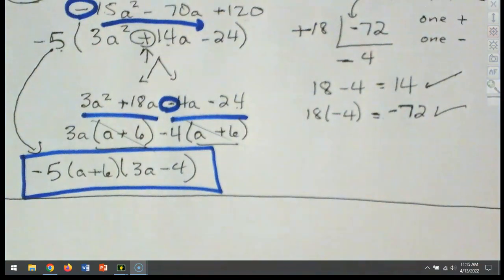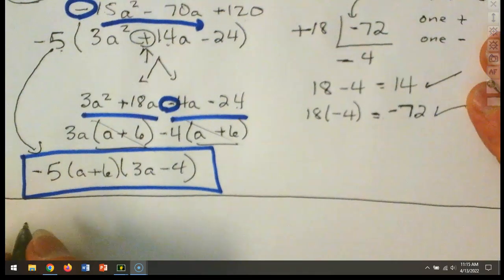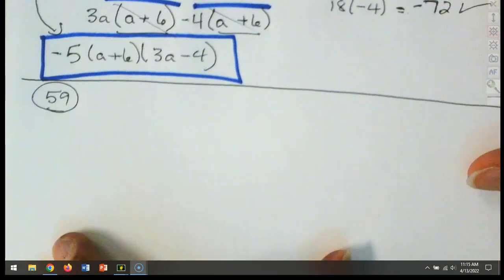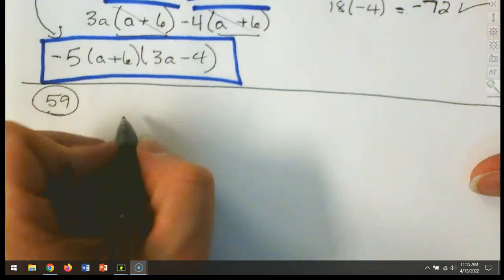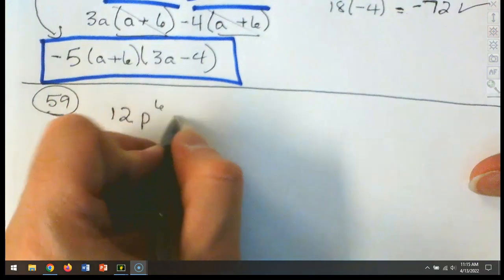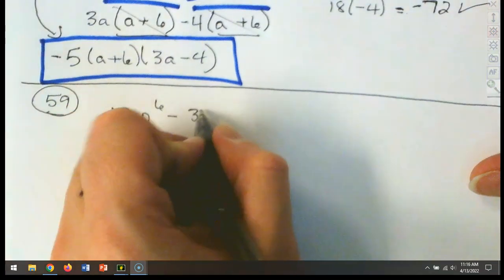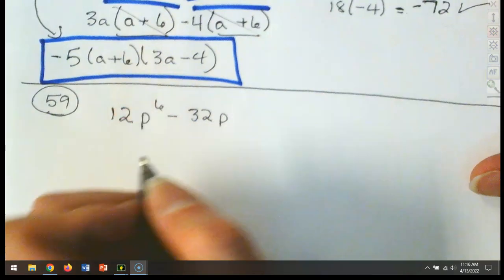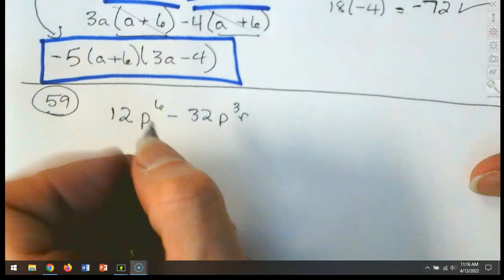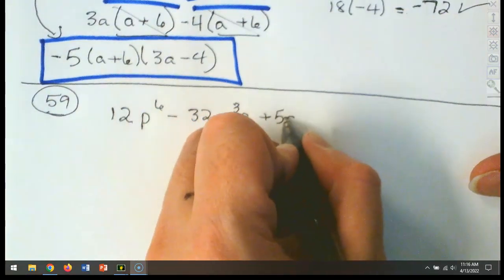And let's look at a little bit more of a challenging one, just because of the variables. How about question 59? Question 59 is 12p to the 6th minus 32p cubed r plus 5r squared.